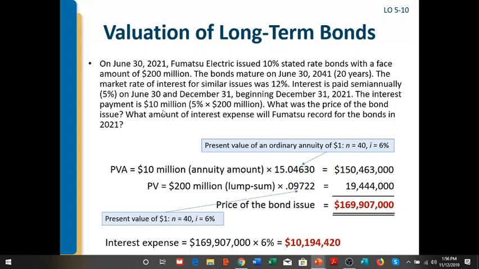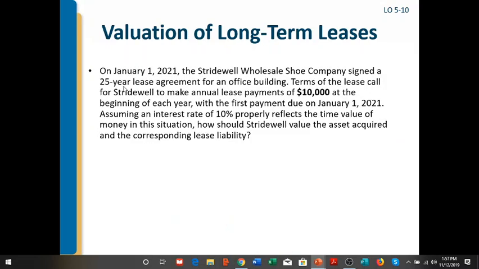For the first payment of interest, the company is going to record interest expense using the book value of the bond issue, which after 6 months is going to be 169,907. They take that and multiply it times 6% to come up with 10,194,420.